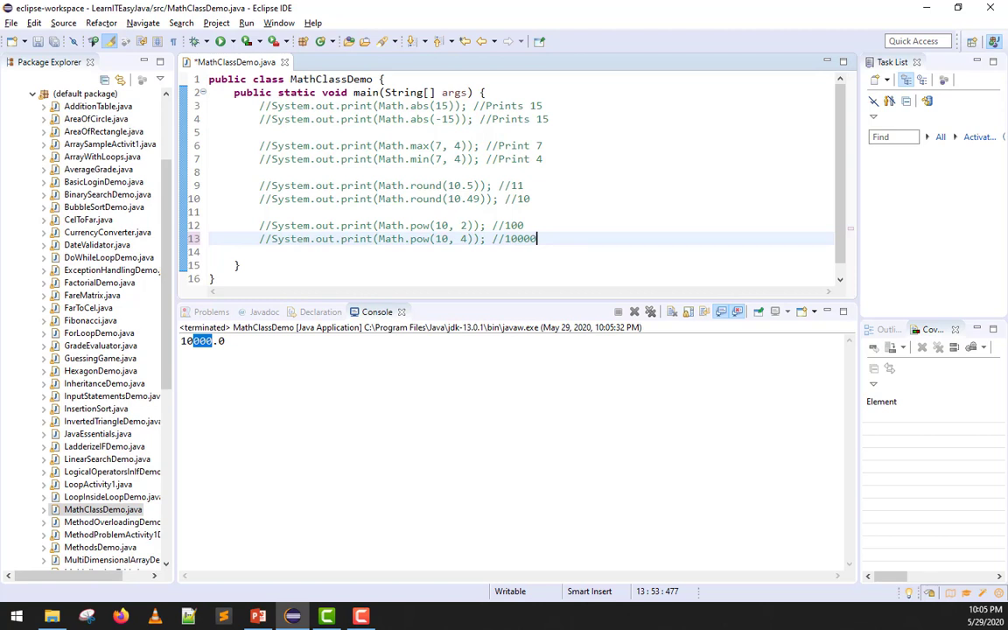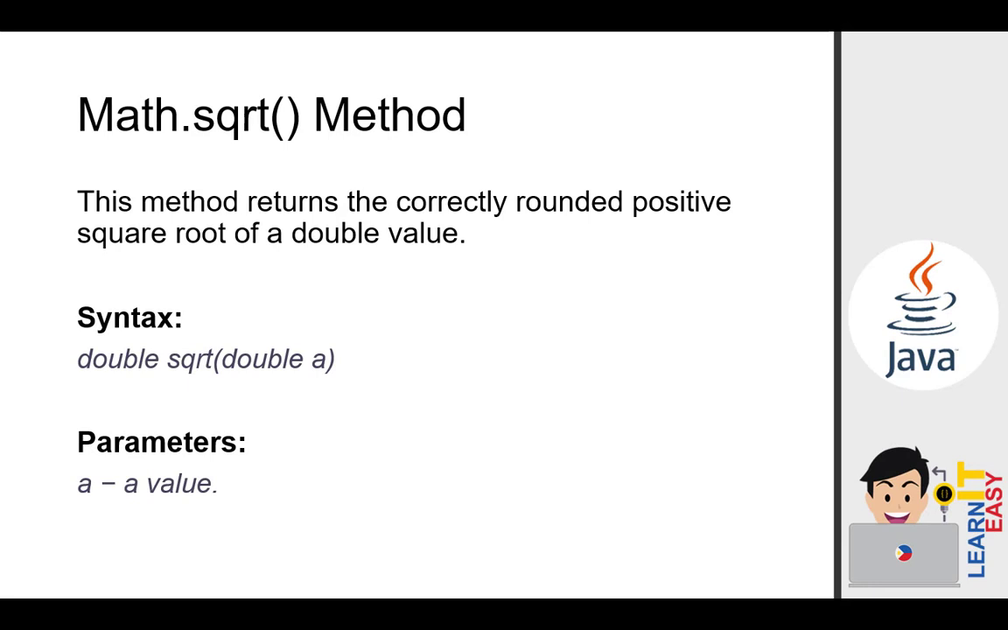And then we have the last one. Okay? So, again, no? Medyo limited lang yung mga ipinakita ko kasi gusto ko lang makita ninyo na merong ganitong klase ng mga methods kagaya ng pow, square root, round, dun sa loob ng math class. So, sobrang dami ng mga method na to and I'm hoping na ma-explore ninyo sila. So, we have the last method. We have the math.sqrt method or SQRT. This method returns the correctly rounded positive square root of a double value.